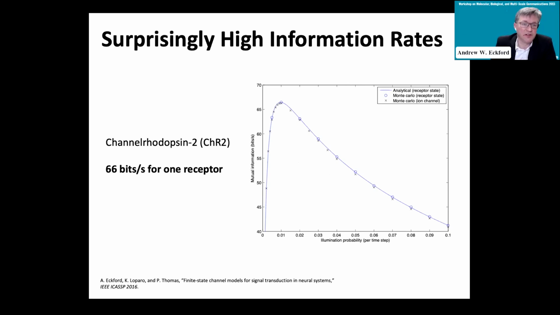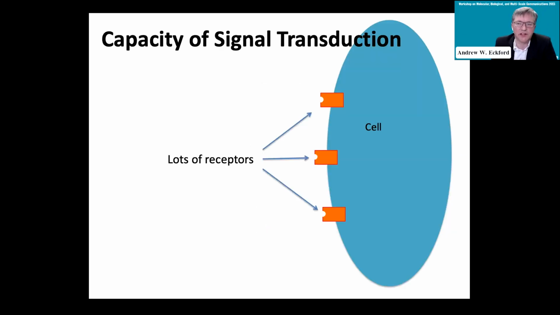In terms of engineered data rates like 5G, that might not seem very impressive, but 66 bits per second for a single molecule sitting on the surface of a cell is very impressive, especially when you think that a cell will contain thousands or maybe even millions of these receptors. So we took this result even further and asked, what happens when you do have lots of receptors? Each cell will have thousands, maybe even up to 1 million receptors.